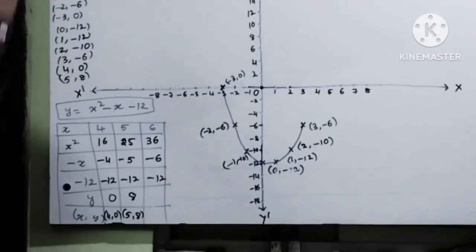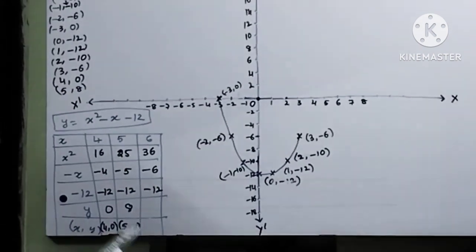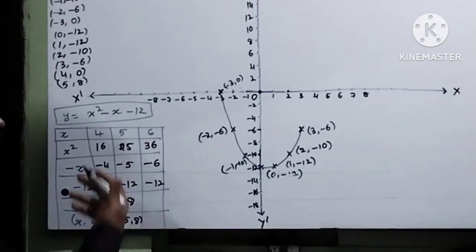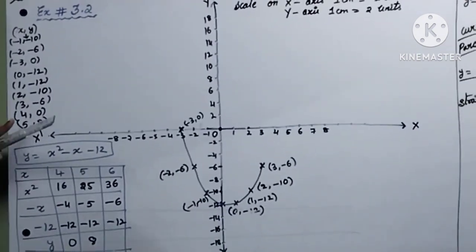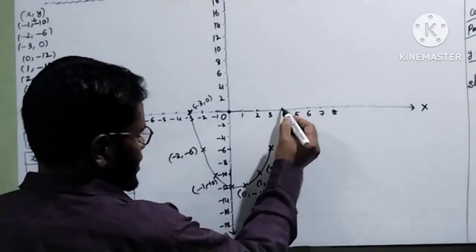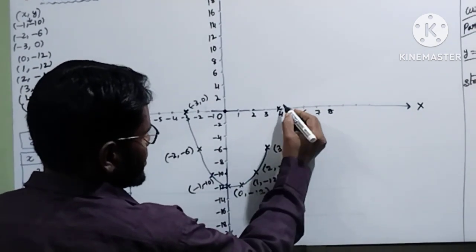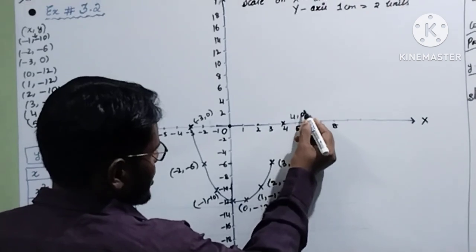Now our graph goes up. Let's see. If you want to solve this one also, you can solve it, otherwise leave it. Because here, see what will happen. Okay, the next point is 4 comma 0. This is x value 4 and y value is 0 here. This is 4 comma 0.